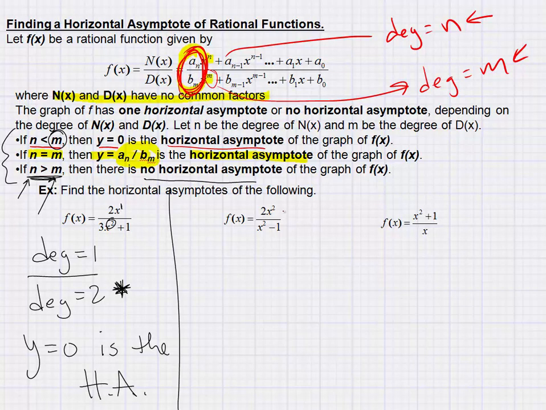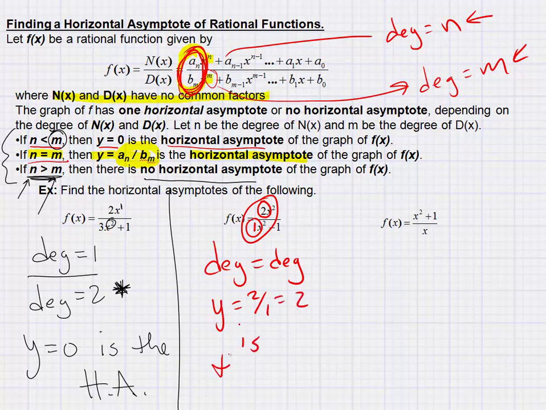Next one, the degree of the numerator is 2, the degree of the denominator is 2. They're the same. If the degrees are the same, n equals m, I have to divide the leading coefficients. Well, if I look at the leading coefficients here, 2 is the leading coefficient here, and there's really a 1 in front of this one. So if I divide those two things, because the degrees are the same, y equals 2 over 1, or 2, is the horizontal asymptote. Okay.